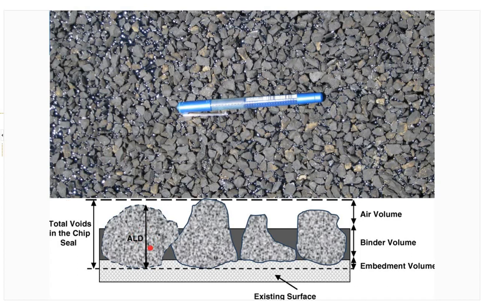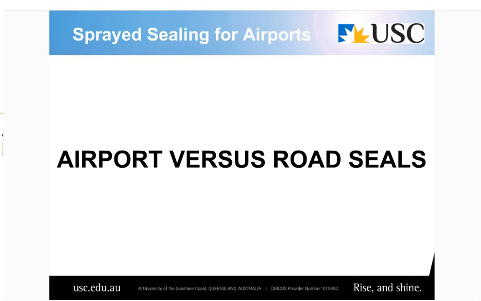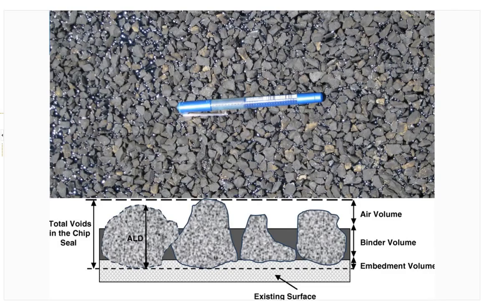One is the ALD, the average least dimension. In theory, the ALD should always be orientated upwards or vertically after all the rolling's been done. You can see the particle one to the right of that probably isn't in that orientation. And we're really looking for the binder volume in an airport sense to be somewhere between 2/3 and 3/4 up the ALD, leaving just a small portion of the stones sticking up above the bitumen film in order to maintain an appropriately textured surface over the life of the seal.